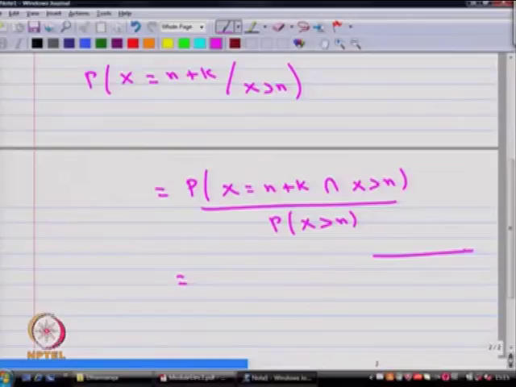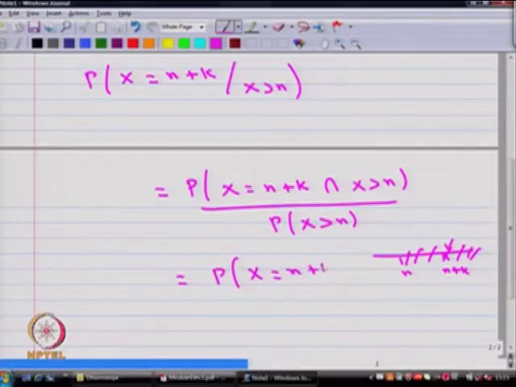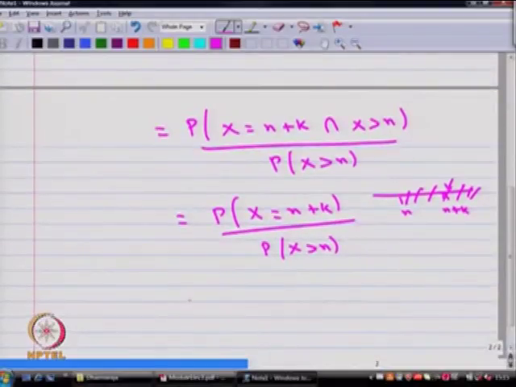For the numerator, X greater than n means all possible values n plus k, which means the intersection is going to be the probability of X takes the value n plus k, whereas the denominator is the probability of X greater than n. Since X is a geometric distribution with the parameter p, the probability of X equal to n plus k is nothing but (1 minus p) power n plus k minus 1, into p.